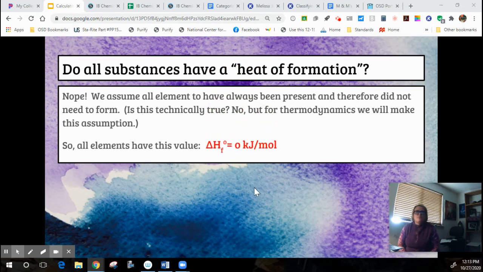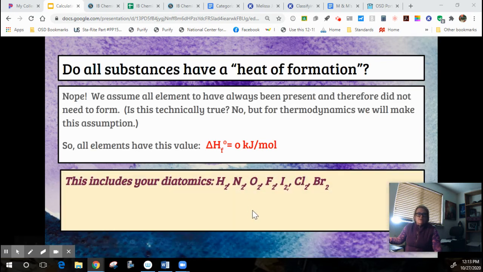The change in enthalpy of formation at standard temperature is going to be 0 kilojoules per mole. This includes your diatomics. So have no fear of ice cold root beer. All of your diatomics are molecules, but they're also considered elements. All of these will have the enthalpy of formation change be 0. It takes no energy to form these things.